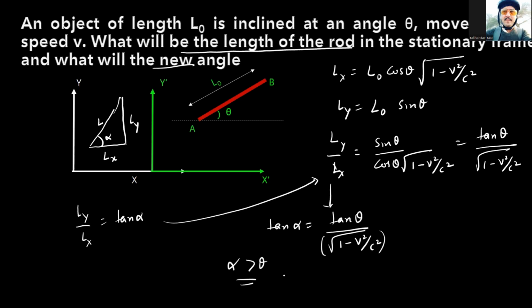Now suppose the frame was moving with a velocity equal to c, then what could have happened? You put c here, this will become 0, so tan theta by 0 will be infinity, and then your alpha would have been pi by 2, right? If v is equal to c. If a rod was moving in this direction with a velocity equal to light, then the angle would no more be an angle theta, but the rod would appear to be moving perpendicular like this. It will not be an inclined rod, but it will be moving perpendicular like this. So this is the answer we have got.